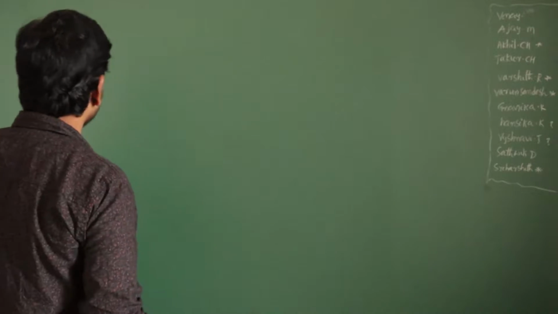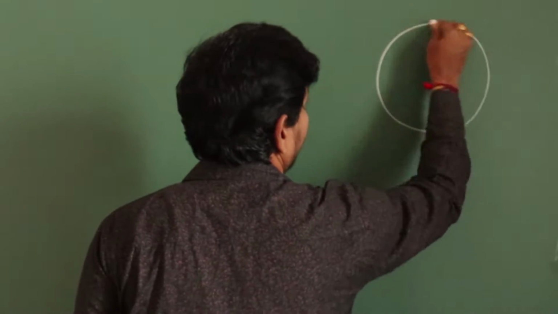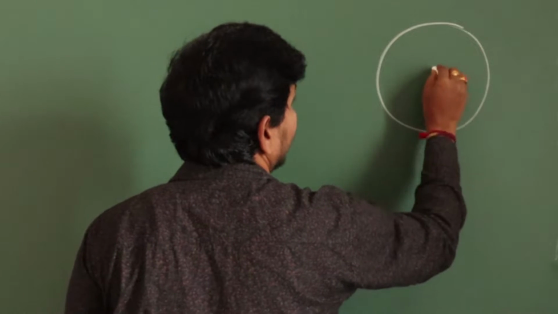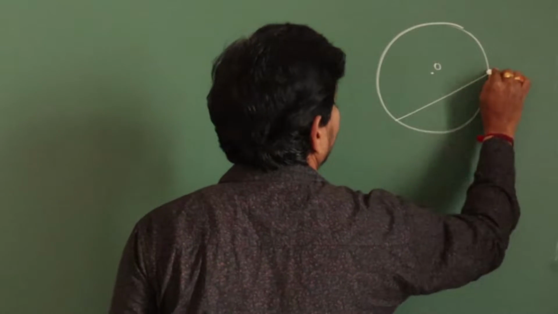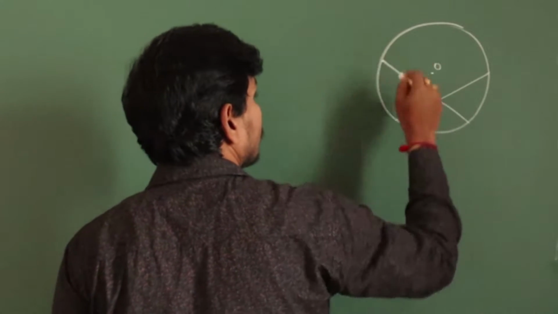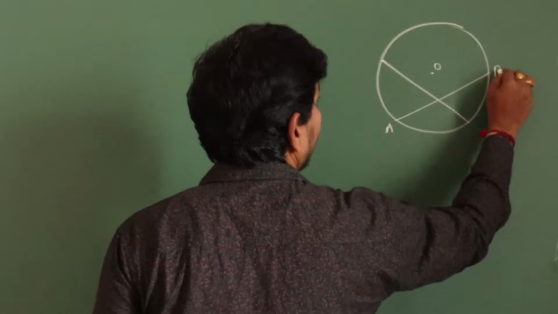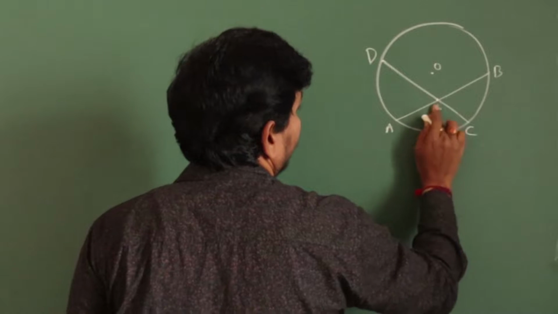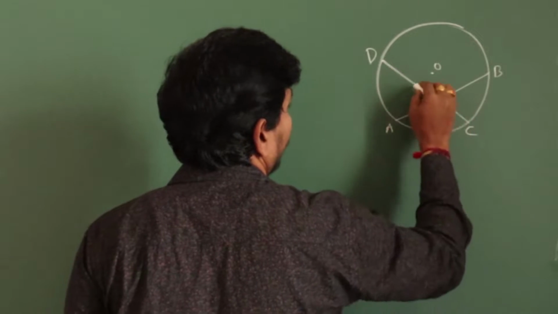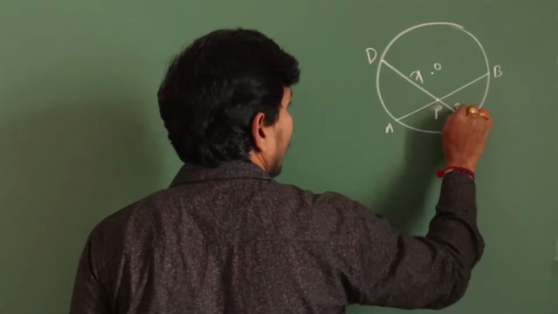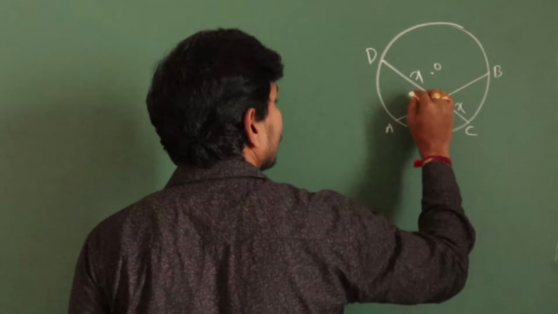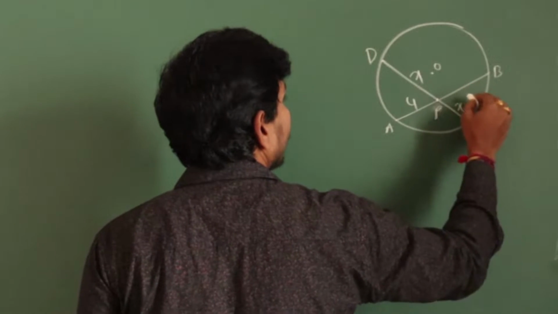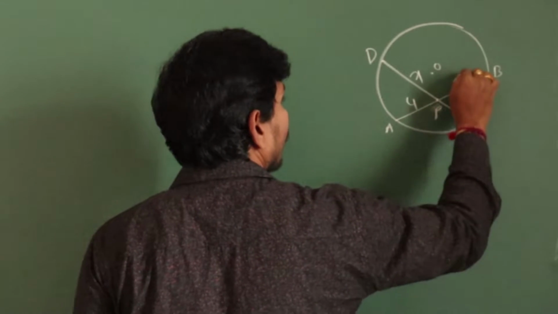Now we are discussing chord and tangent properties, no combination. Already we discussed the result. What is it? It is the circle with the center O. Here I am taking two chords. This is chord AB and chord CD. Let the intersection be P. So PD value X, PC value X, AP value 4, PB value 9.